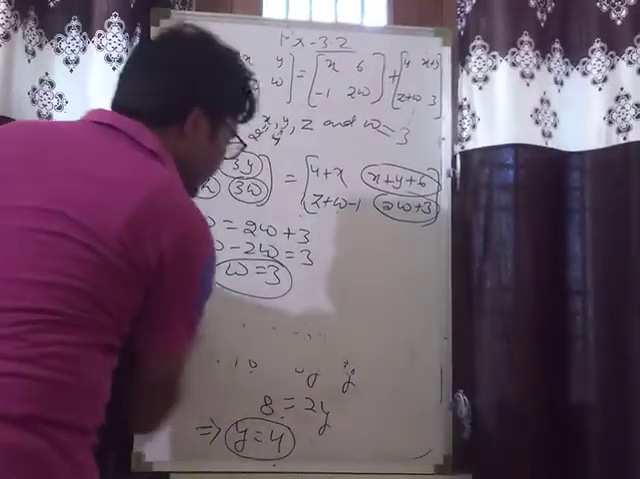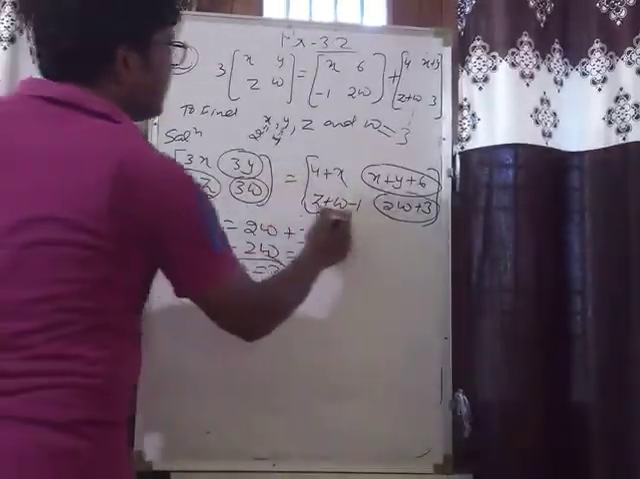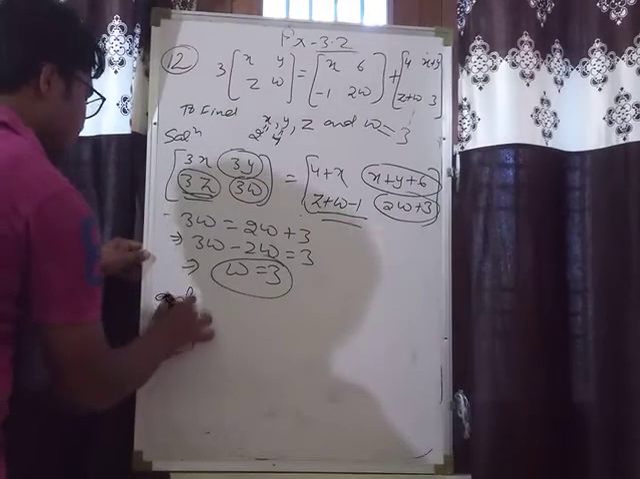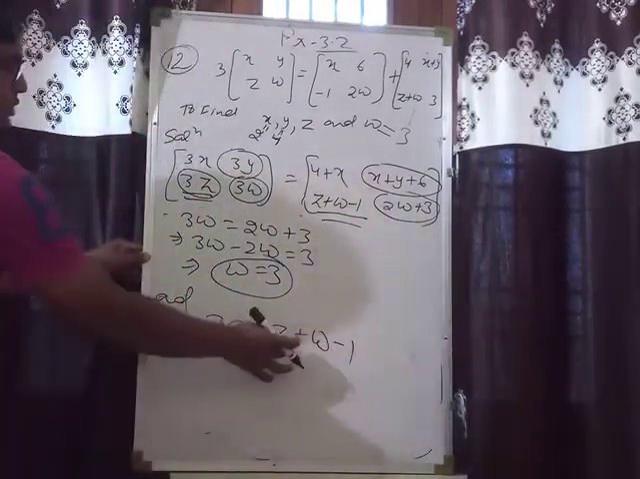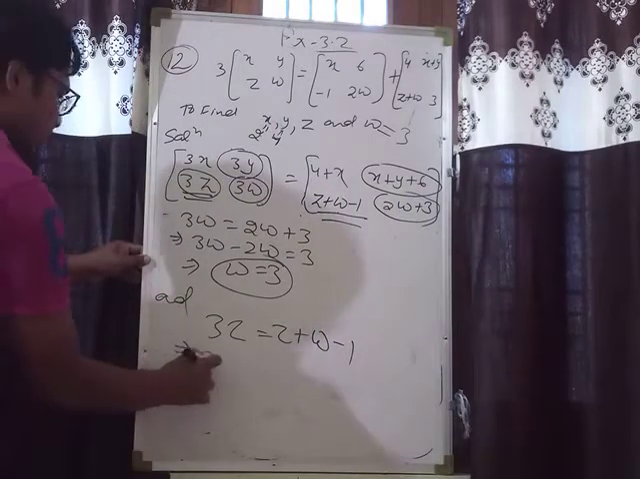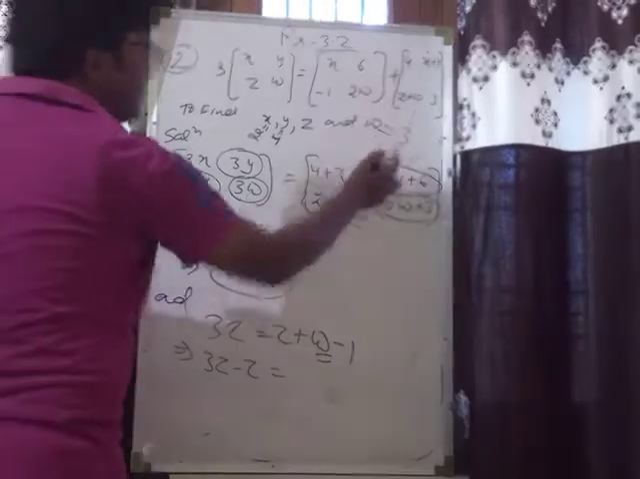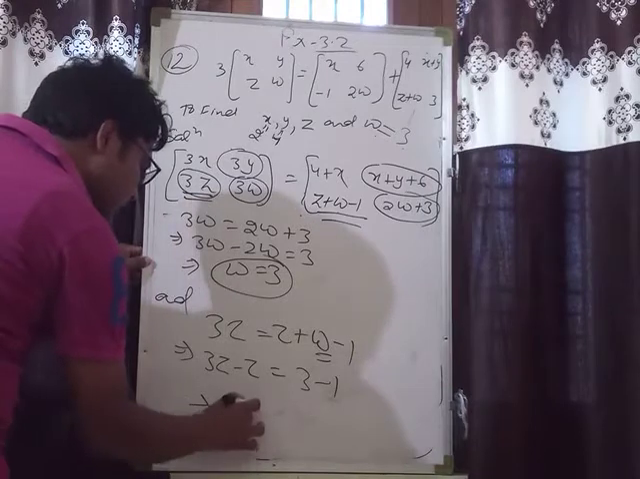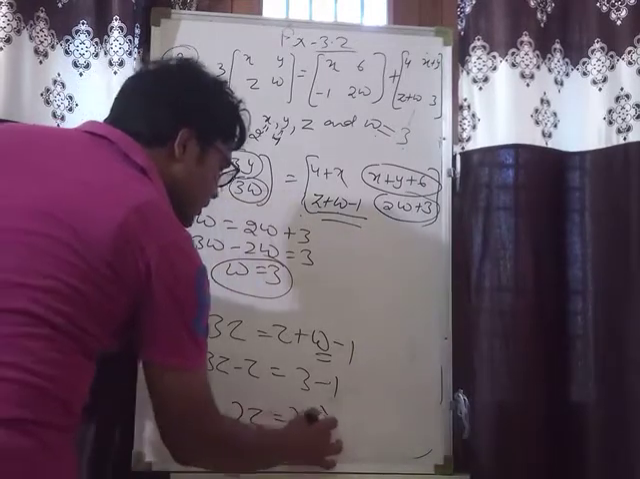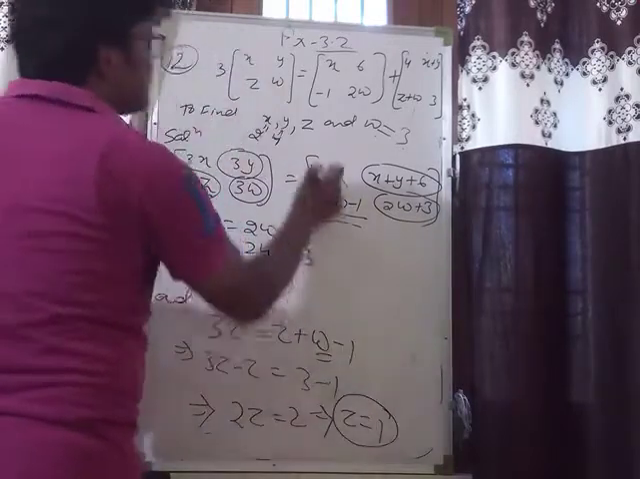Okay. Now last one for z, you can see 3z is equal to z plus w minus 1. So transfer this z to the left side, we have 3z minus z, and the value of w is 3, minus 1. So 3z minus z is 2z equal to 2. So from here z is equal to 2 divided by 2, that is 1. So z is 1.